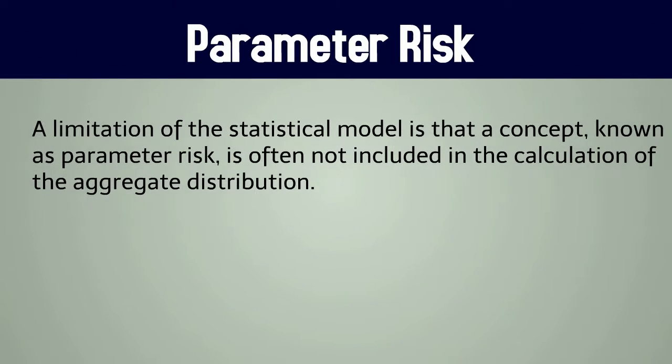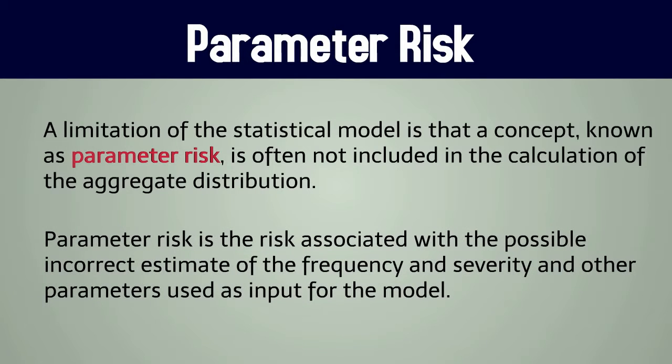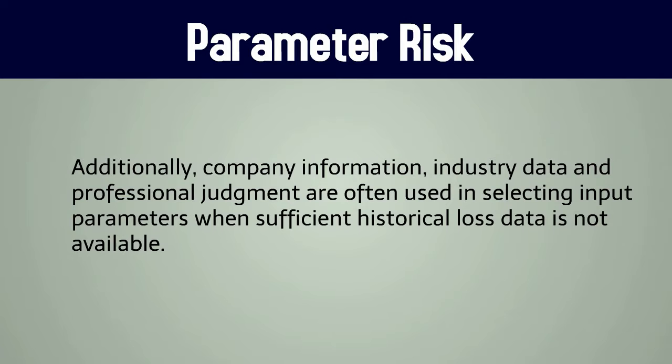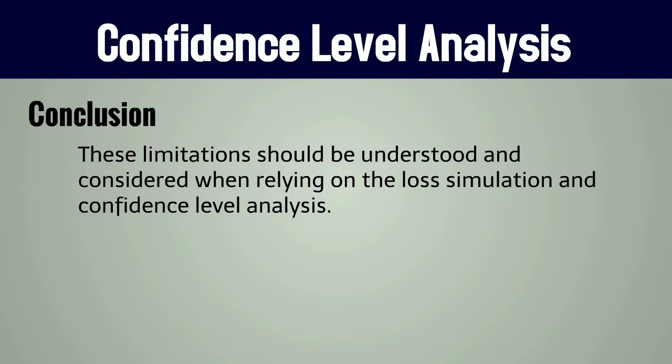A limitation of this type of statistical model is a concept known as parameter risk. It's often not included in the calculation of the aggregate distribution. Parameter risk is simply the risk associated with the possible incorrect estimate of the frequency and severity and other parameters that were used as input in creating the model. Additionally, company information, industry data, and professional judgment are often used in selecting input parameters when sufficient historical loss data is not available. In conclusion, these limitations should be understood and considered when relying on the loss simulation in confidence level analysis.